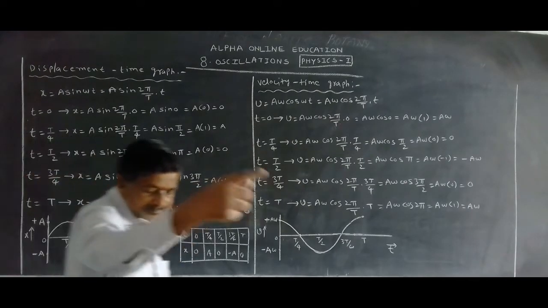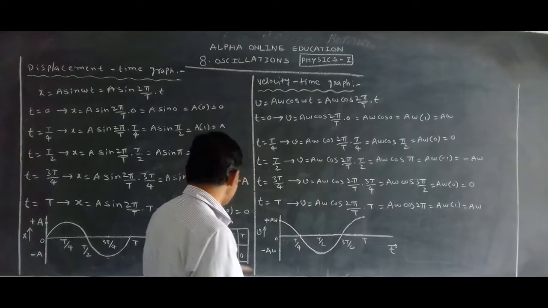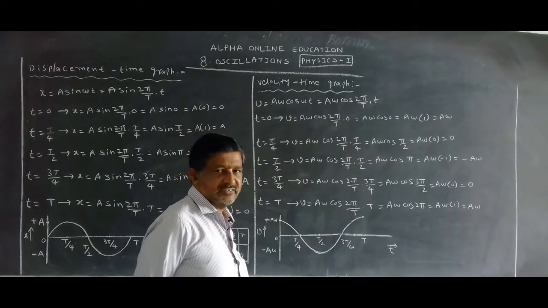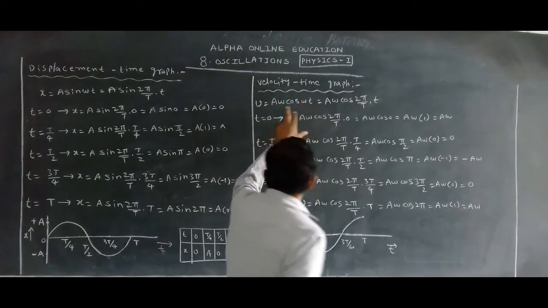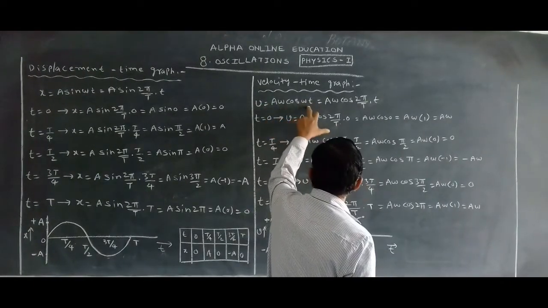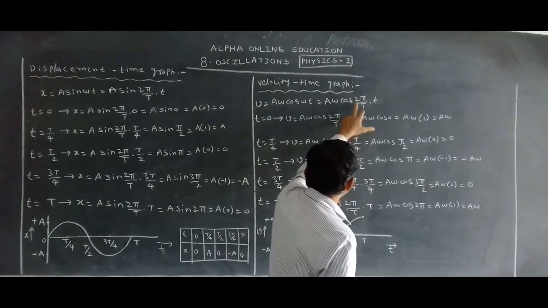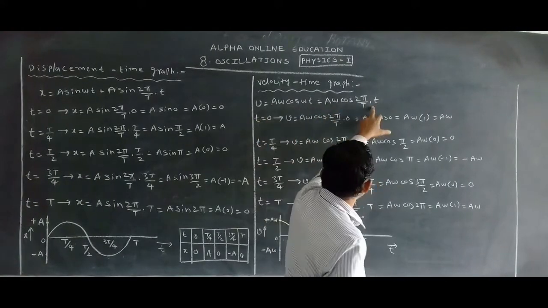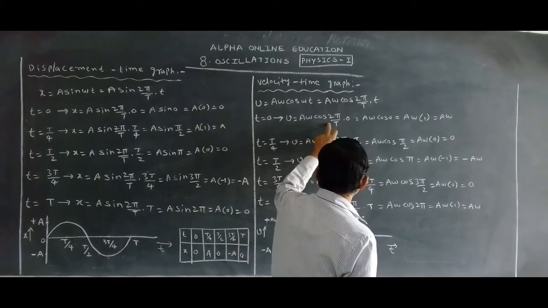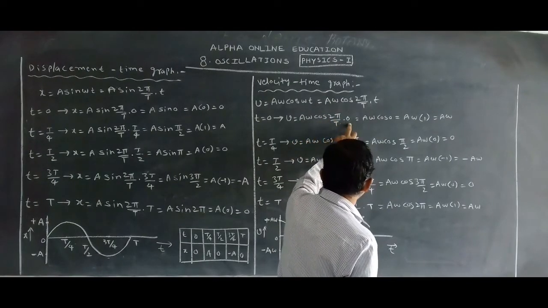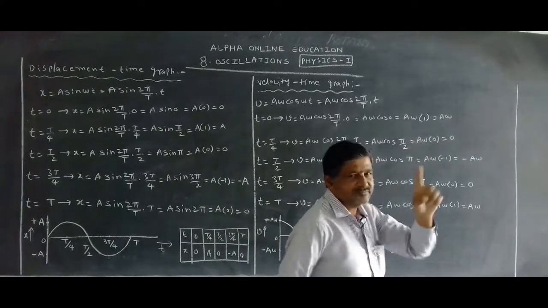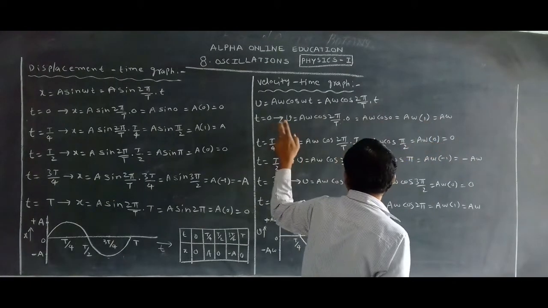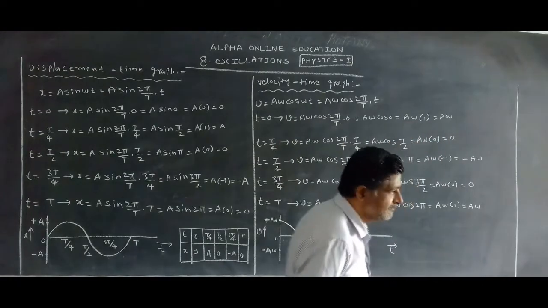Okay, now this is the velocity time graph, displacement time graph. Now let us take the velocity time graph. v is equal to a omega cos omega t. Omega is equal to how much? 2 pi by T into t. Substitute t is equal to 0: a omega cos 2 pi by T into 0. Cos 0 is 1. That's why v is equal to a omega.